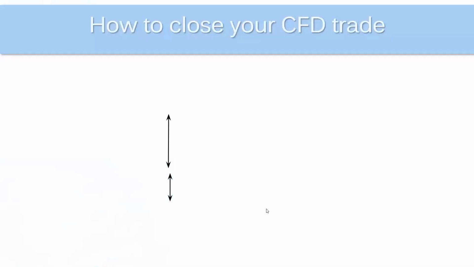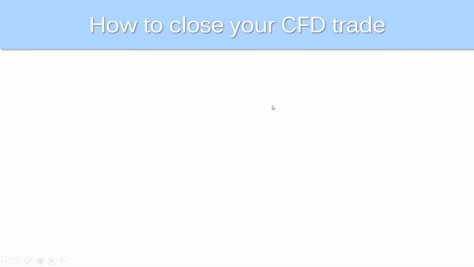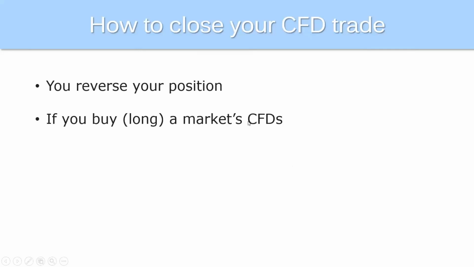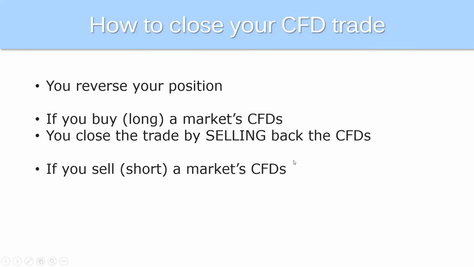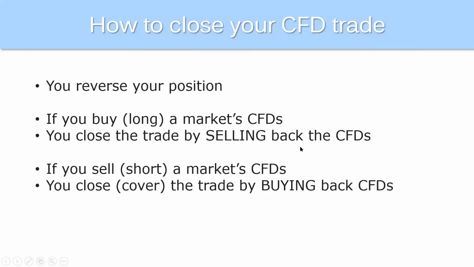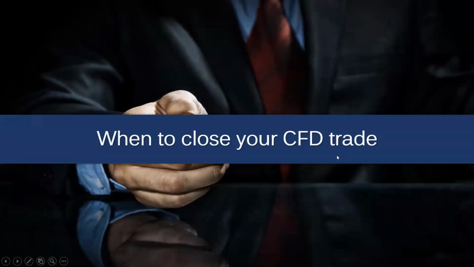How to close your CFD trade. I see I have to clear my drawings every time. Okay, so the way to close your CFD trade is that you can reverse your position. So if you buy a position, the CFD position, or you go long a market CFD, you'll close the trade by selling back the CFDs. If you sell or short a market's CFDs, you'll close or cover the trade by buying back the CFDs.